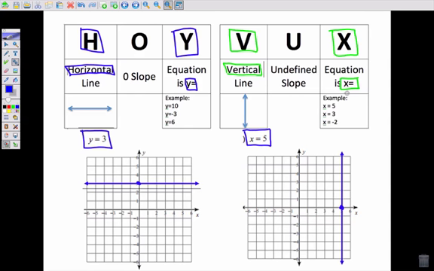Okay, so all x equals lines are vertical, all y equals lines are horizontal. So if you remember that Hoy, hy, and the Vux, vx, that'll help you remember. Vertical goes with x, horizontal goes with y.